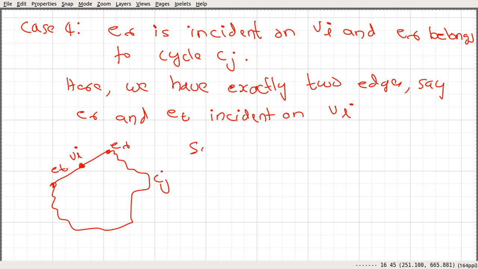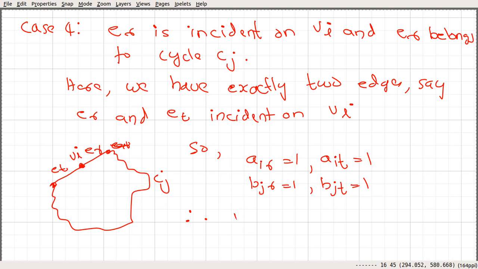So we can see that AIR is equal to 1, because this is not a vertex, this is edge ER. Since this edge ER is incident on Vi, we have AIR equal to 1, and also AIT, since this edge is incident on Vi, AIT is equal to 1. Similarly, if you look at this particular cycle, both edges ER and ET belong to this cycle, and that says B of JR is equal to 1, and similarly B of JT is equal to 1.